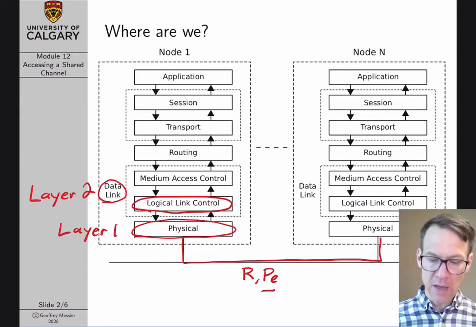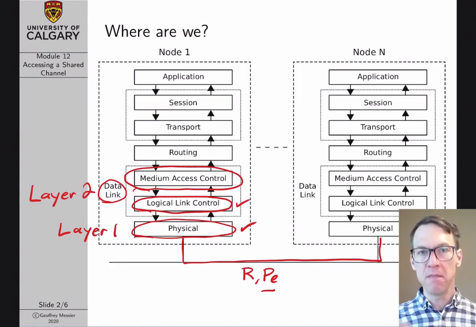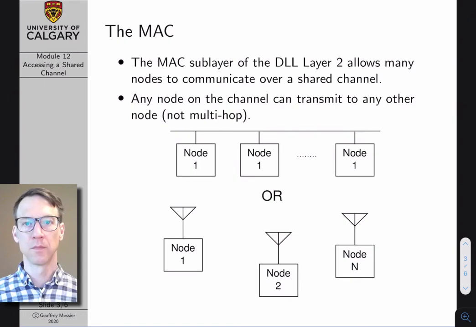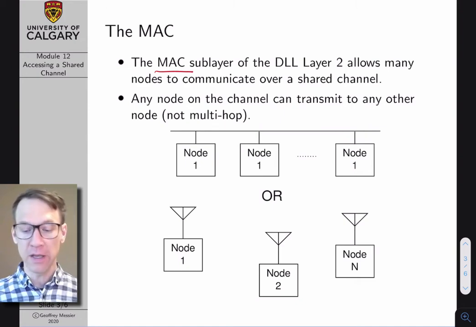Now, having looked at the physical layer and the logical link control layer, we're going to talk about the medium access control layer. The purpose of the medium access control layer, or MAC as we most commonly call it, is to help manage the challenge of having multiple nodes access a shared channel. As I suggested, the purpose of the MAC sublayer is to facilitate or allow many nodes to communicate over a shared channel.